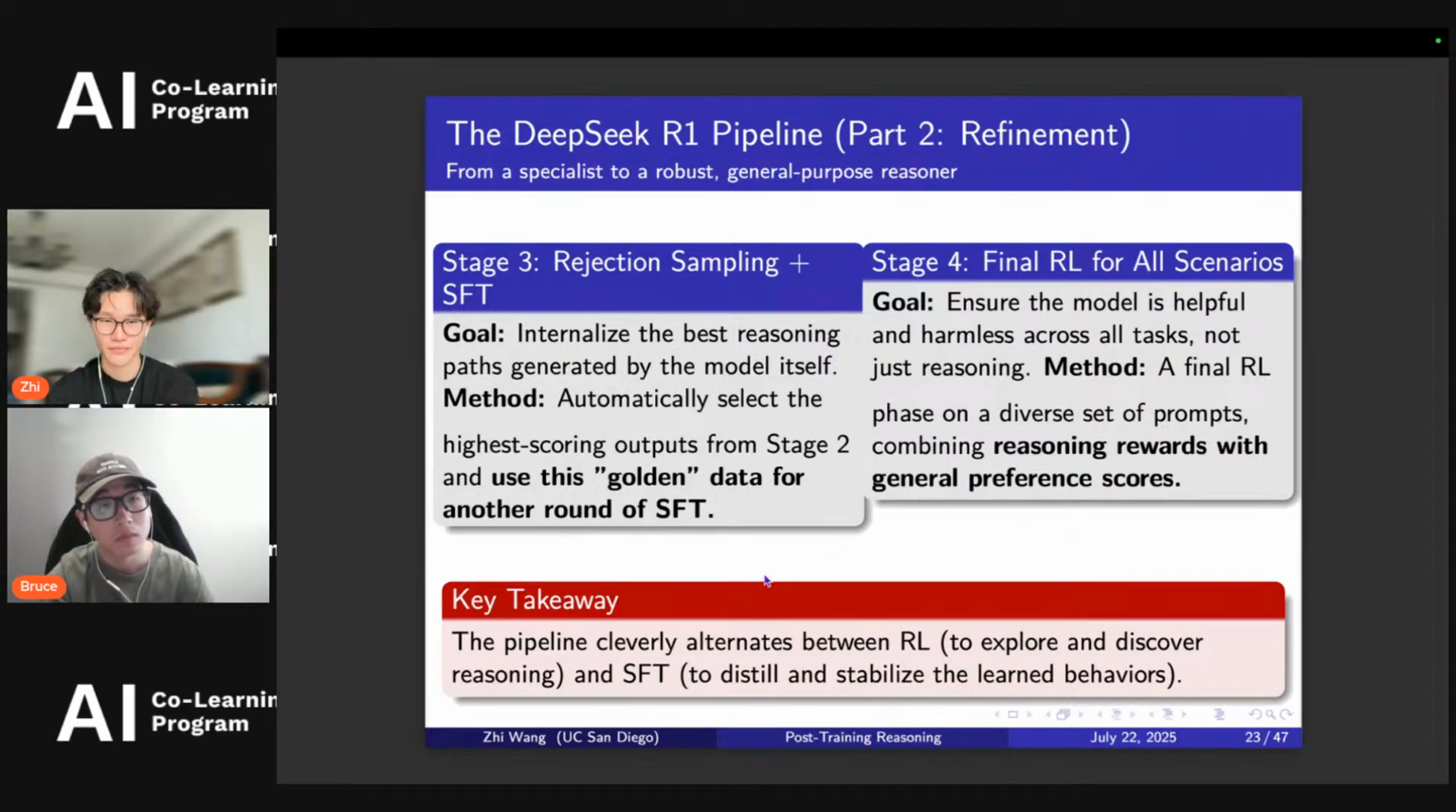And the key takeaway here is that DeepSeek R1 is trained by cleverly alternating between RL and SFT. So it's sort of like, we use RL to ingest new capability to have it discover the reasoning path. And then you would use SFT to stabilize the learned behavior. Once the model is stabilized with SFT, you can do another round of RL. That's the key takeaway from the R1 pipeline.